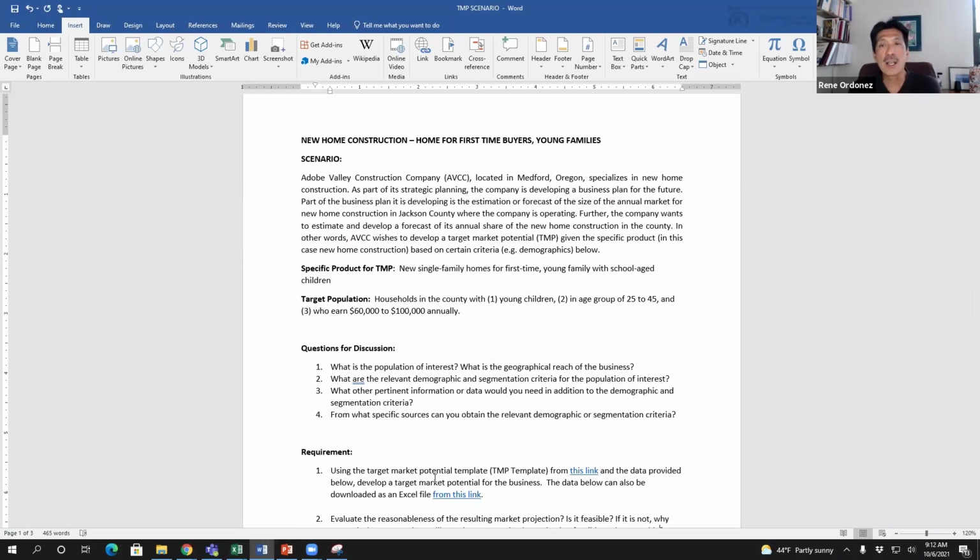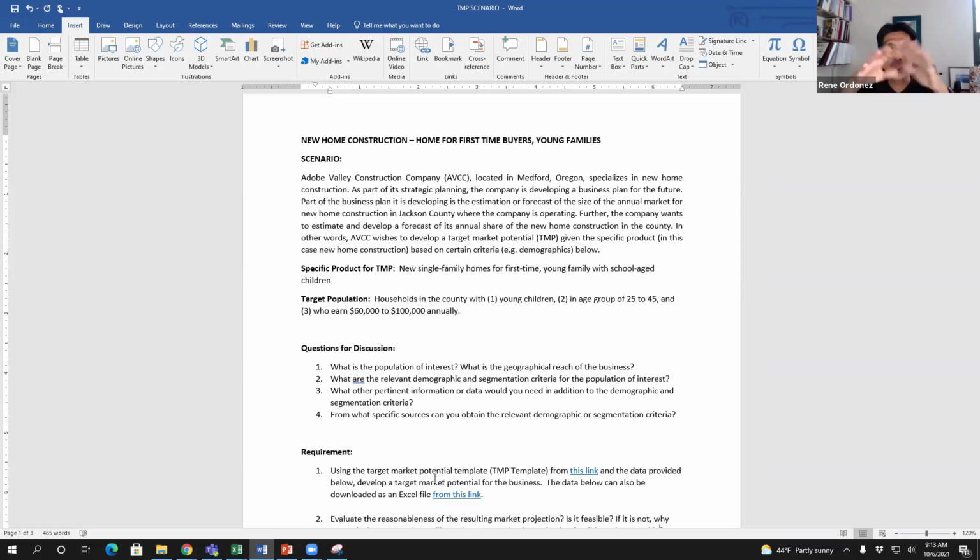Adobe Valley Construction Company, located in Medford, Oregon, but by the way, this company is a made-up one, specializes in new home construction. Part of its strategic planning, the company is developing a business plan for the future. So this could be you, this could be your business. Part of the business plan is to develop an estimate or forecast of the size of the annual market for new home construction in Jackson County, where the company is operating.